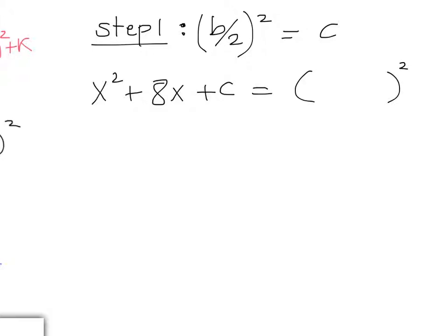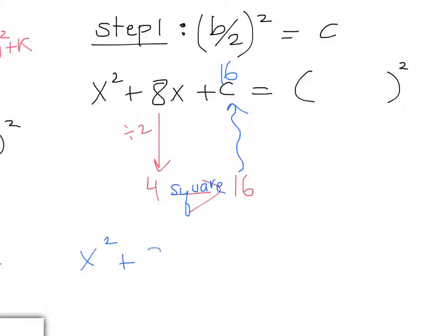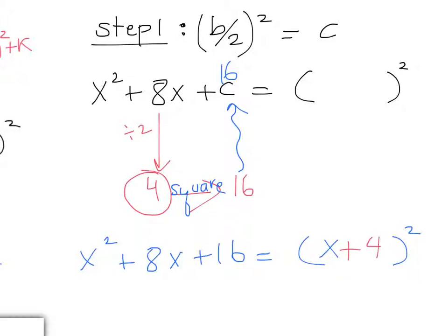So the first step is to take the b and divide it by 2. 8 divided by 2 is a 4. When I square 4, I get 16. So remember, the second step is to square it. It means that c is 16. So x squared plus 8x plus 16 would give you a perfect square. Now, to know what to put on the inside, 8 divided by 2 gave you a positive 4, so then the number is positive 4.